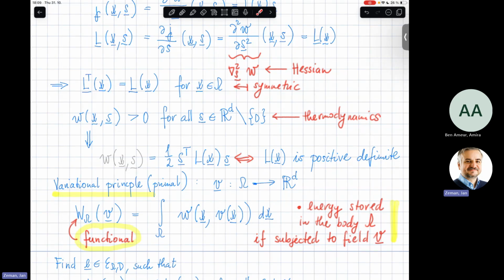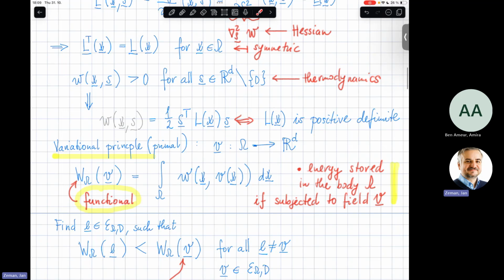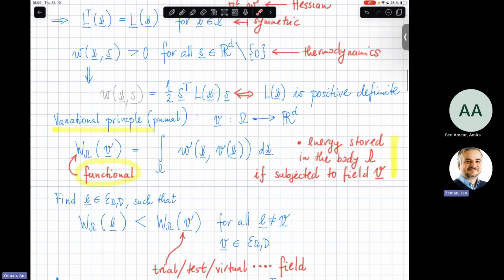So then we define something which is called the primal variational principle, which says that for any field E, I will have a look at what is happening in terms of its value in any point and in a given position, and I'm integrating that over the body. So this gives me the amount of energy which is stored in the body if this is subjected to a given distribution of my quantities of interest. And again, I would like to reiterate that in my favorite formulation, I'm just working with gradients of my primary variables.